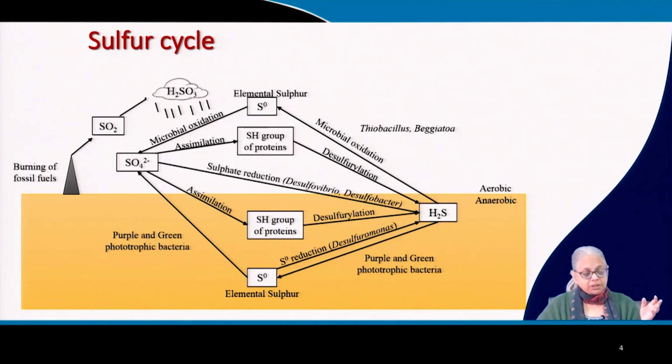You can also have organic sulfur compound oxidation or reduction. You have sulfur in certain amino acids like cysteine that can be converted to CO2 and sulfide. You have DMSO, dimethyl sulfoxide, which can be converted to dimethyl sulfide. Then desulfurylation, where organic sulfur is converted directly to hydrogen sulfide, and several organisms are involved in it.